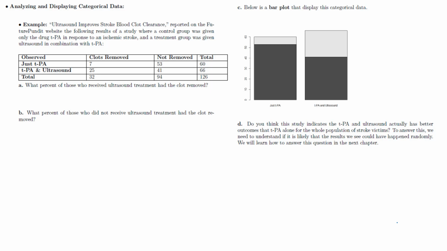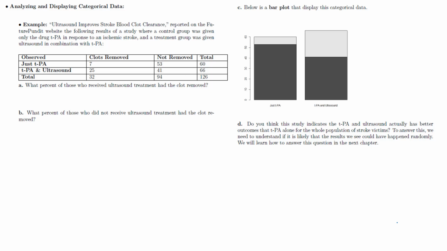Reported on the Future Pundit website the following results of a study where a control group was given only the drug TPA in response to an ischemic stroke, and a treatment group was given ultrasound in combination with TPA. So of course a stroke is a blockage, right? And so I think the idea here is that this drug is the normal treatment, but they're wondering if they do ultrasound as well, if that's helpful. And of course ultrasound is bouncing sound waves, shooting sound waves into your body, and so maybe they're thinking that would help break it up, okay?